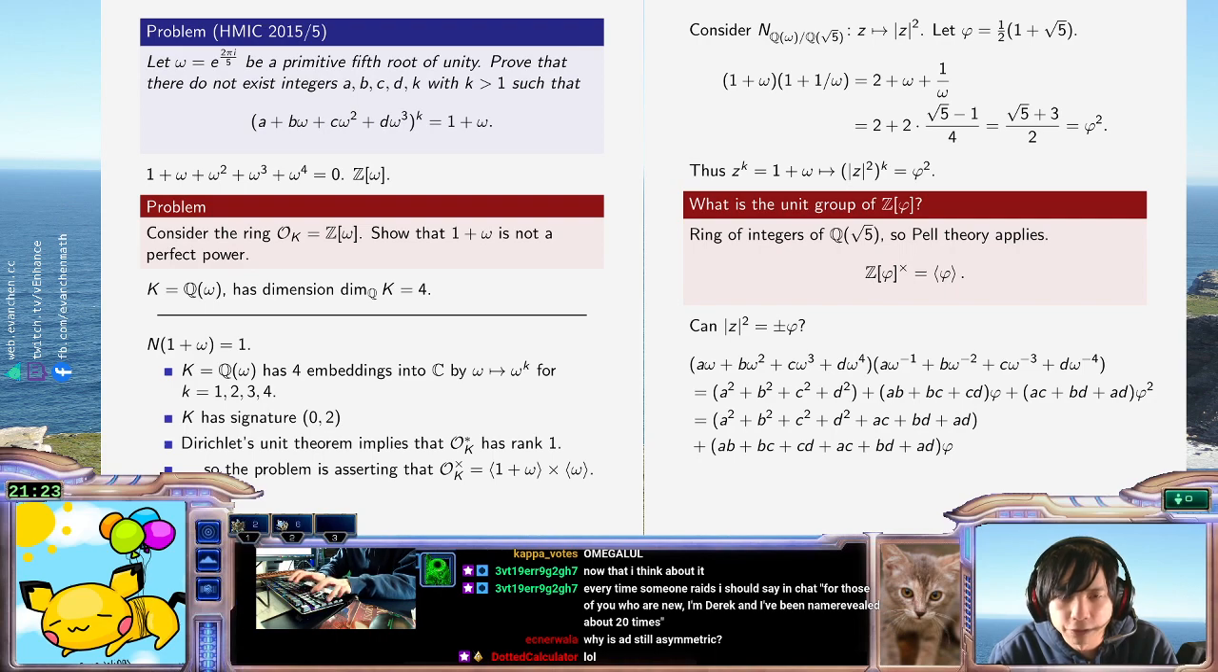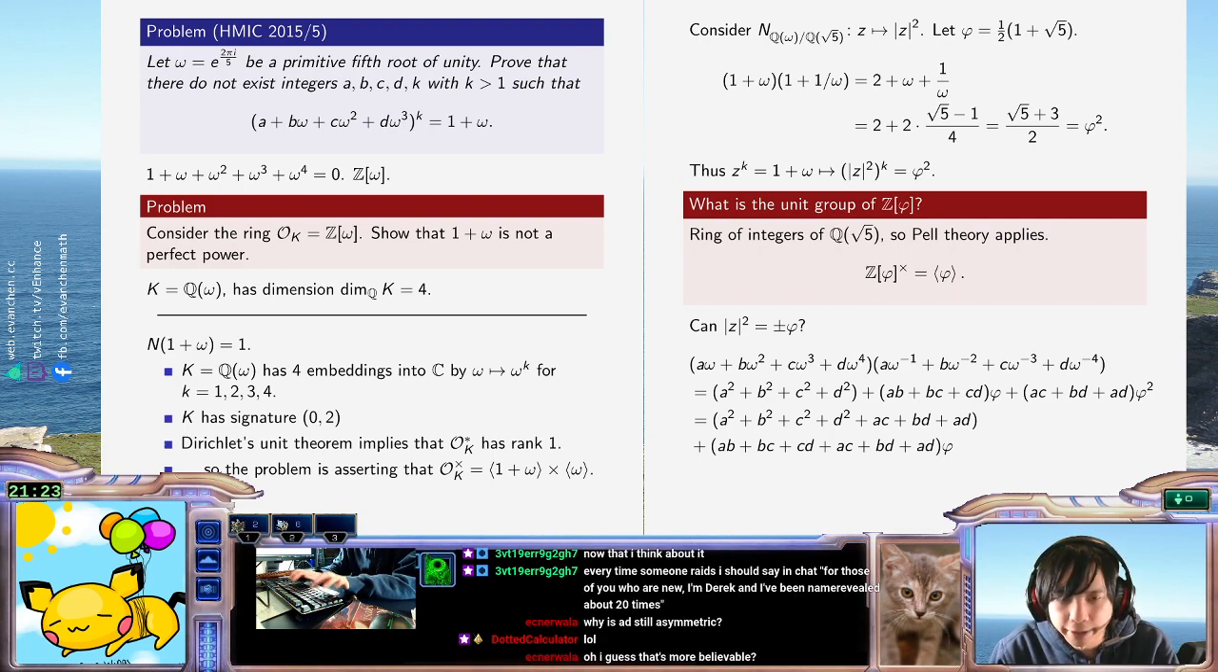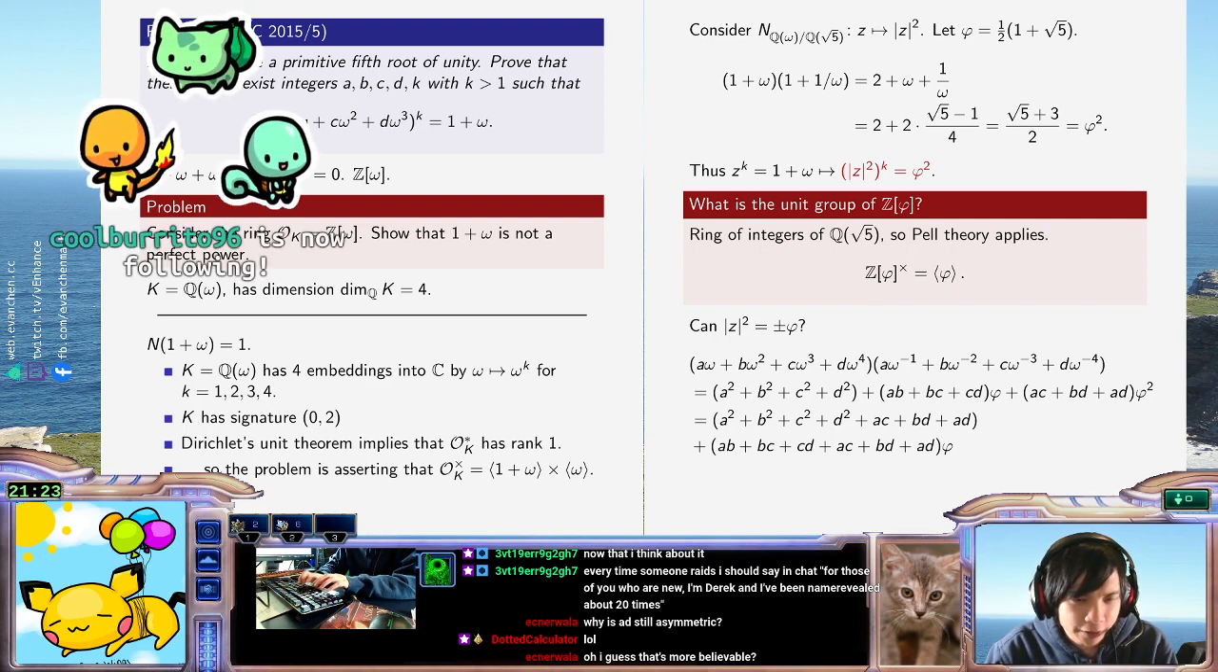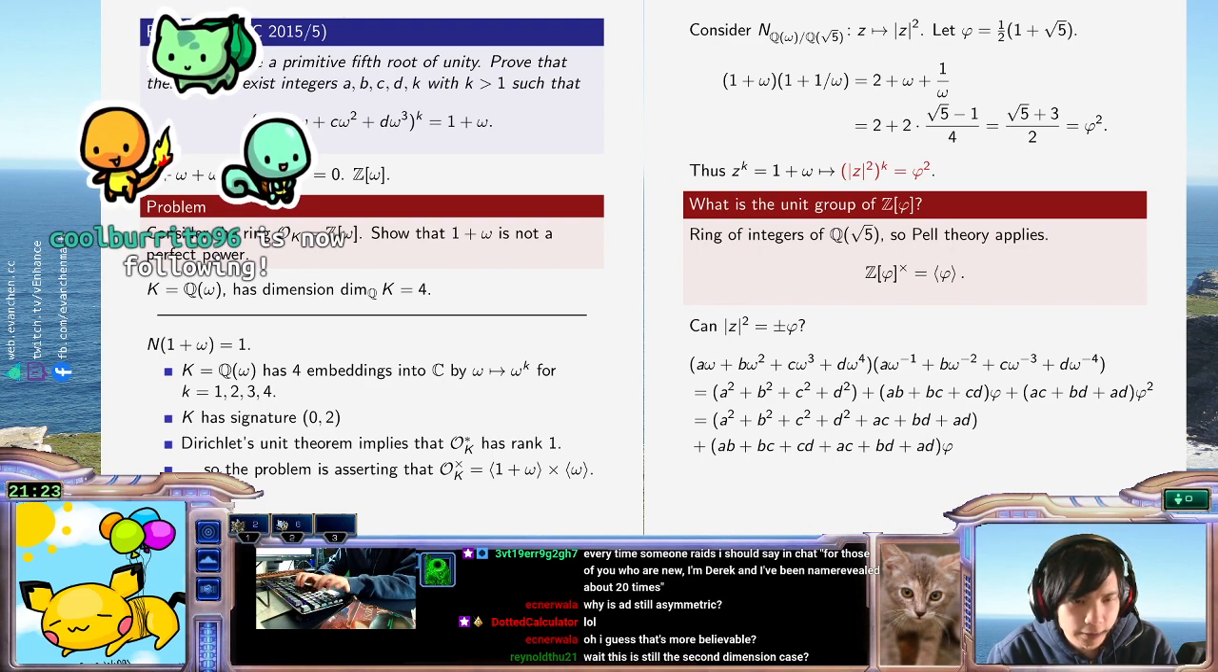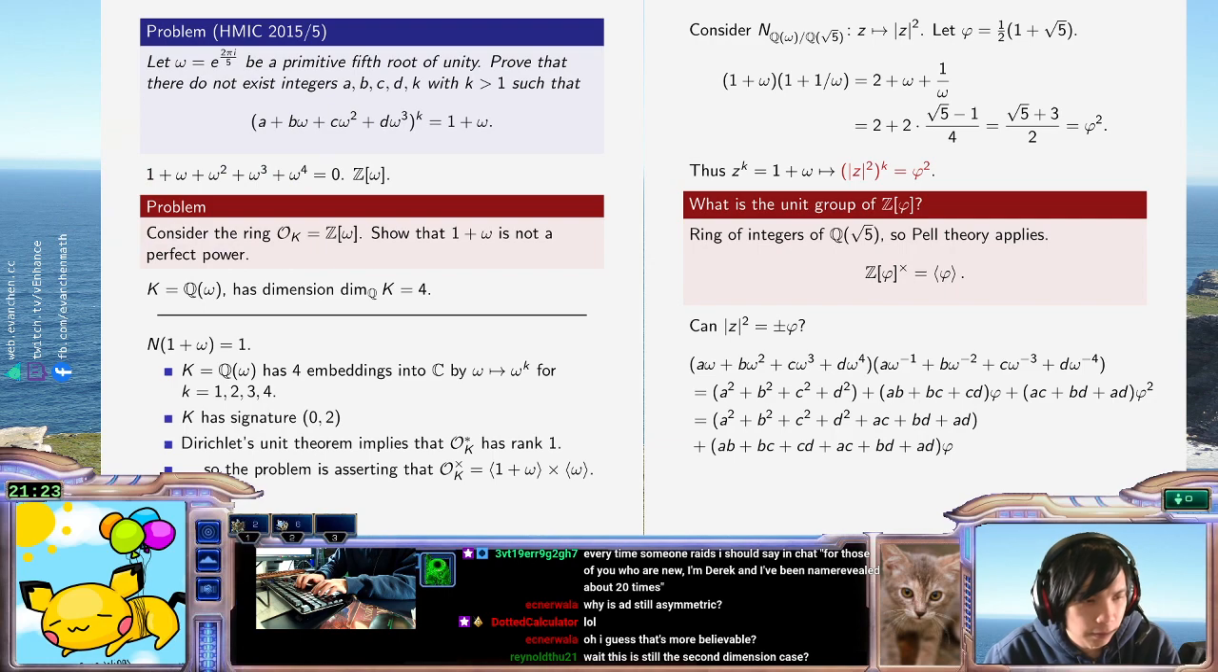So the only case we have to rule out is where k equals 2 and some z has square equal to plus minus v. At this point, I'm not terribly surprised this is happening because I'm imagining... Yeah, we are stepping down 2 dimensions.